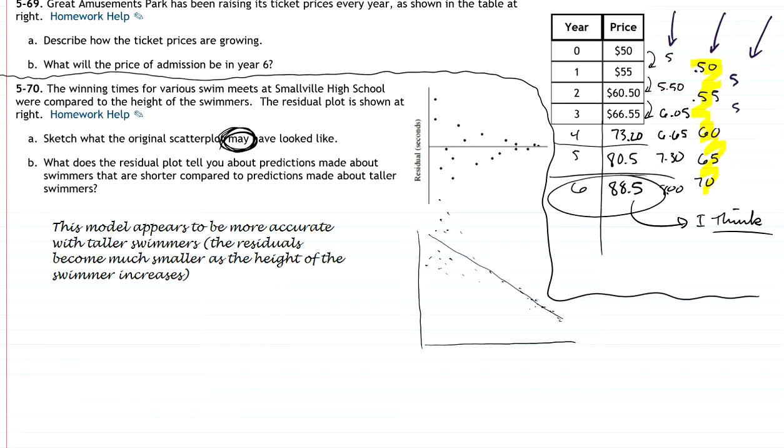So I've got two questions on this in this video, and I'm just going to show you my solutions to both. Great Amusement Parks has been raising its ticket price every year as shown in the table at right. Describe how the ticket prices are growing.